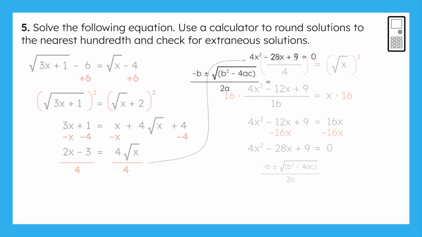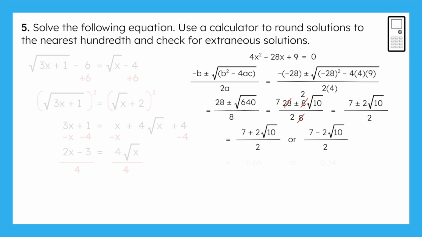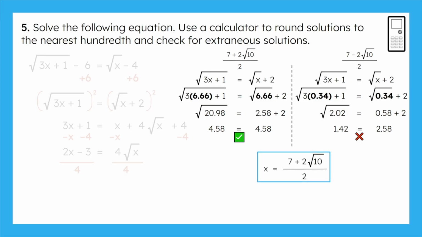All right, here's the work for the quadratic formula, which we converted to decimals rounded to the nearest hundredth, so we can easily substitute them back into the equation. Substituting the solutions, we see that the solution rounded to 6.66 is true, and the solution rounded to 0.34 is extraneous. So our final answer is x equals 7 plus 2 square root 10 over 2.